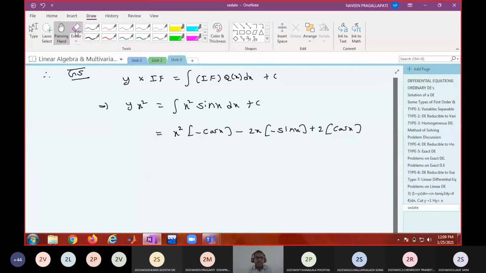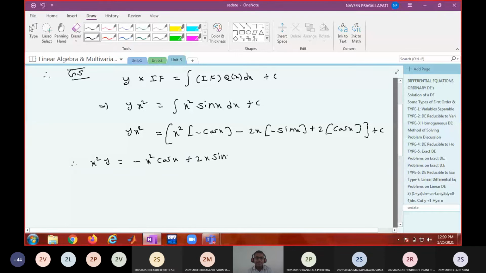Because there is a constant here, after this term, no need to write the remaining terms because derivative of a constant is going to be 0. That's it. This is the integration of the given function plus c. Therefore, what is the general solution? x square y is equal to minus x square cos x plus 2x sin x plus 2 cos x plus c is the general solution.